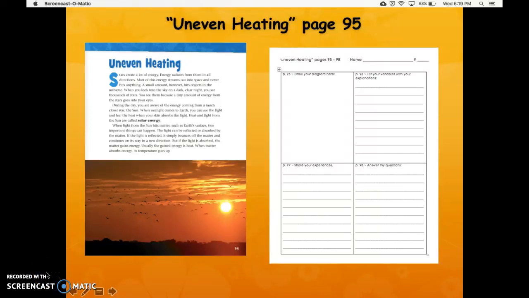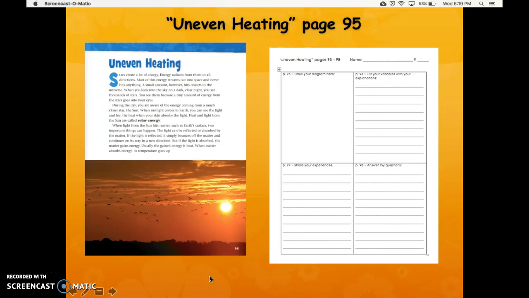Hi there. We're going to be looking at uneven heating, the article in our science book. It starts on page 95 and we're going to go through 98. So I want you to take a minute and look at just page 95. You should have this paper from me sitting next to you while you read. So take a minute to read page 95 and then you're going to use that information to do an activity in this first box. So stop the video and read this page now, please.